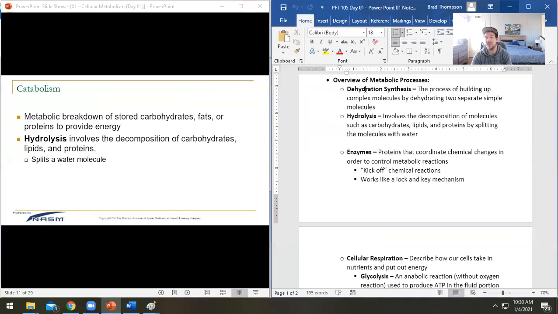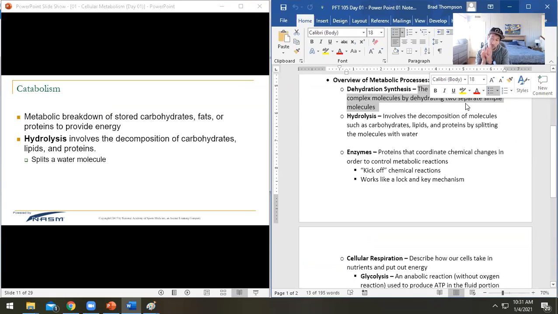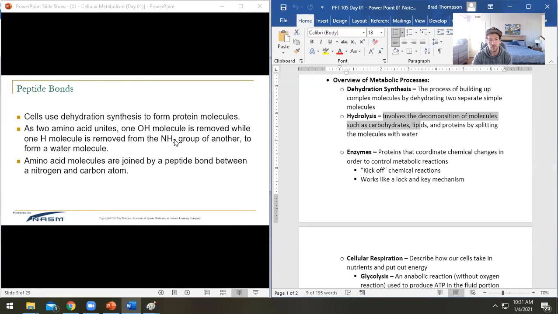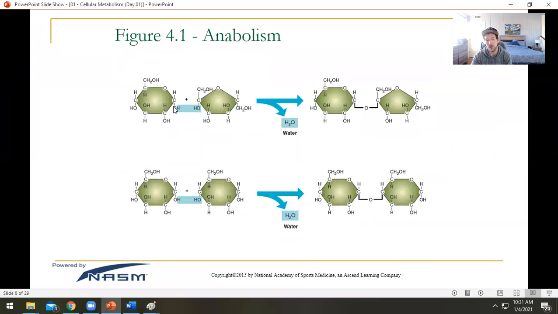So dehydration synthesis is building complex molecules by dehydrating and pulling water out. Hydrolysis is breaking stuff apart, breaking it down by shoving water in between two molecules. So this involves the decomposition of molecules. You're going to break them down by splitting those molecules with water. If before I had two separate molecules and I pulled the water out and that linked the two molecules together, well, if I shove a water molecule in between these two, that's going to break them apart.